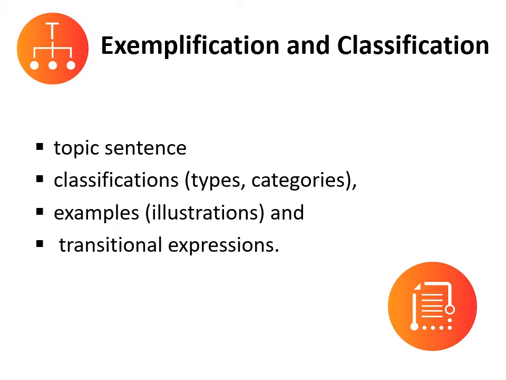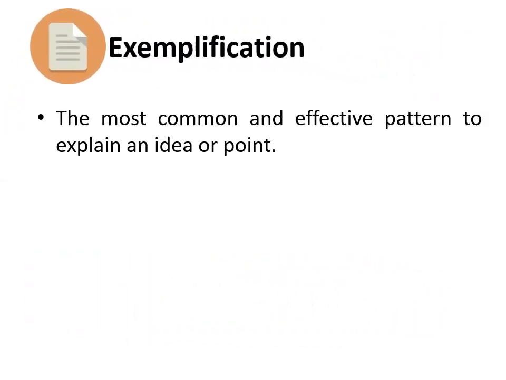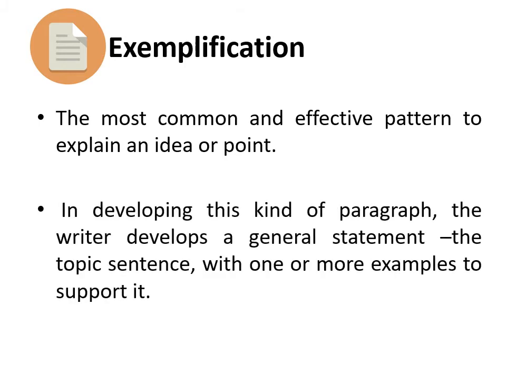Again, there is a topic sentence there, ha? Unlike definition, there is just a word. So let's go to exemplification first. The most common and effective pattern to explain an idea or point is through exemplification. Why? Because from the word example, you only give example or illustration, then people will try to analyze the example and give meaning to it. In developing this kind of paragraph, the writer develops a general statement, topic sentence with one or more examples to support.